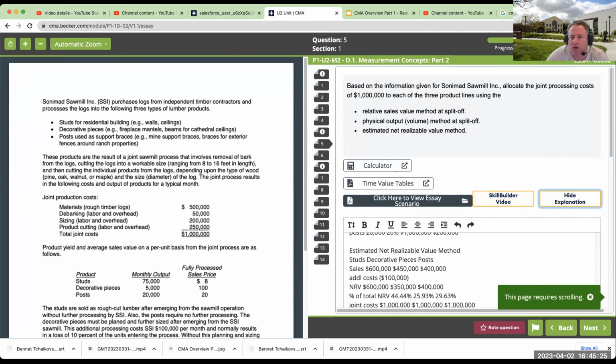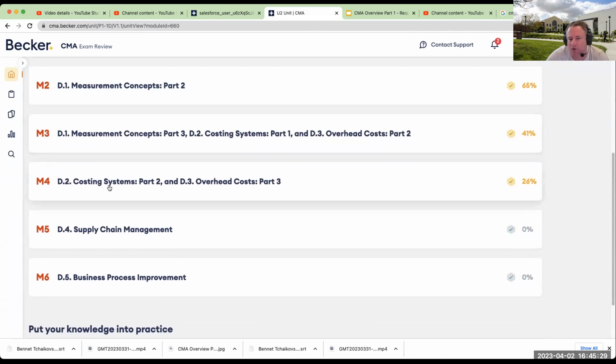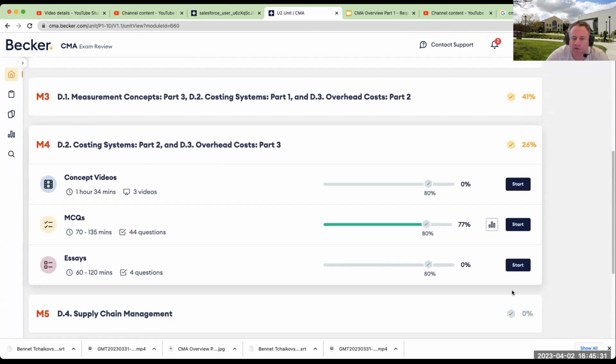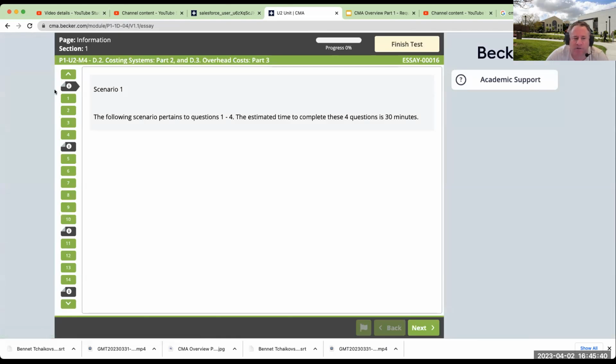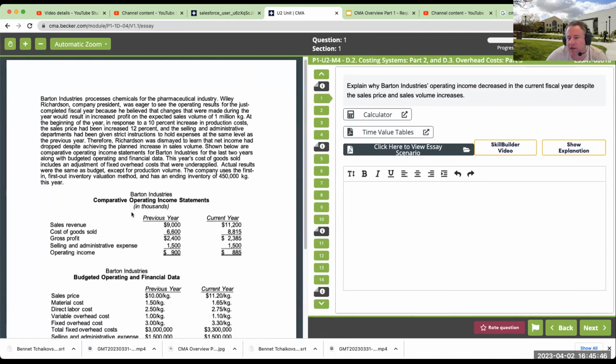Part of the reason I was looking at this is because I was getting to the most recent part, as I finished the multiple choice questions related to activity-based costing. I looked at this very first essay question, and it's like, wow, this is pretty crazy. This kind of threw me off.